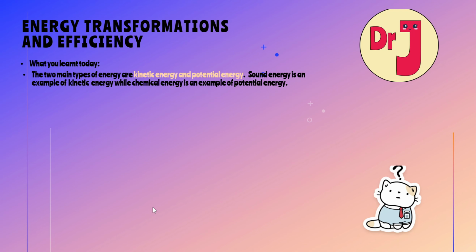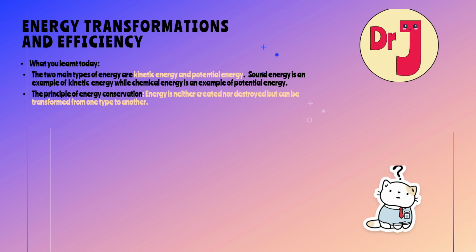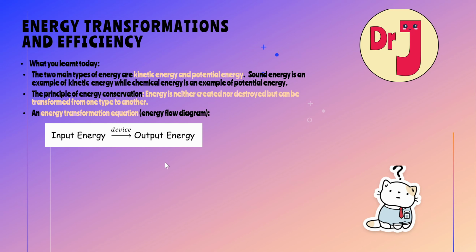So what you've learnt today, there are two main types of energy. These are kinetic energy and potential energy. Sound energy is an example of kinetic energy, while chemical energy is an example of potential energy. The principle of energy conservation is that energy is neither created nor destroyed, but can be transformed from one type to another. An energy transformation equation or an energy flow diagram is used to represent the transformation of energy.